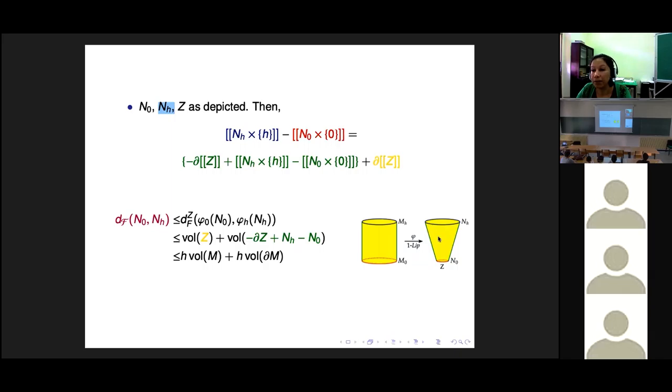And then we can play the same game. So we construct this kind of truncated figure to calculate the flat distance. And we can do it that way.